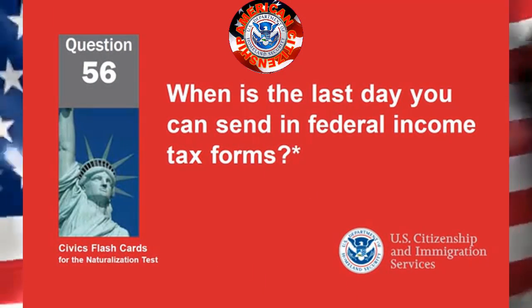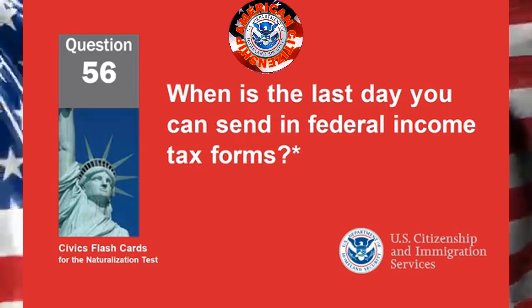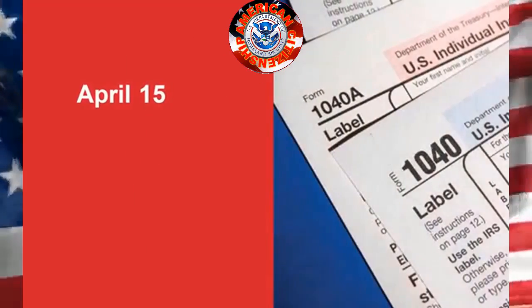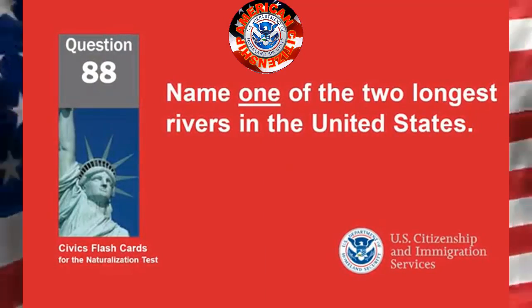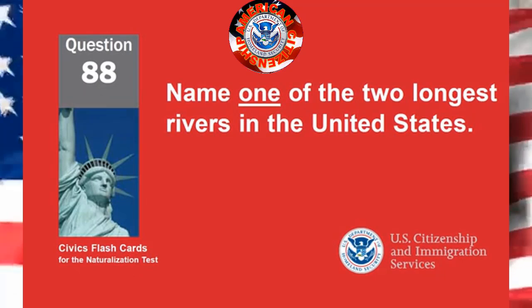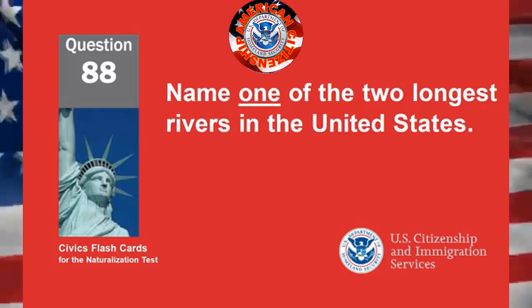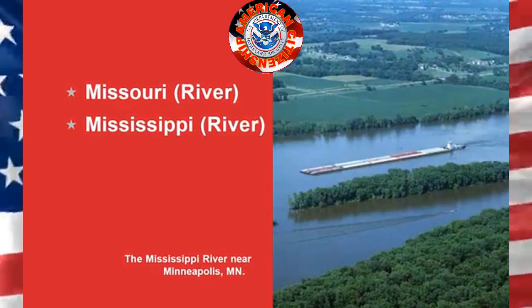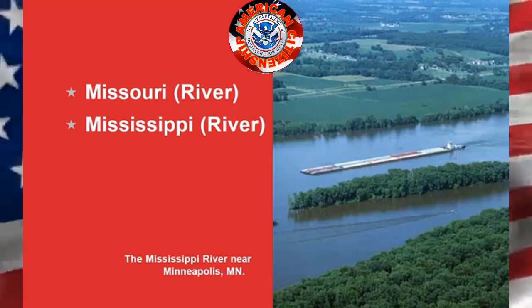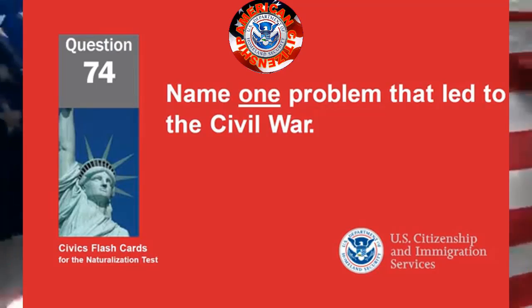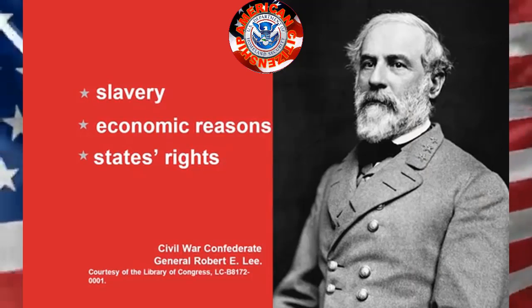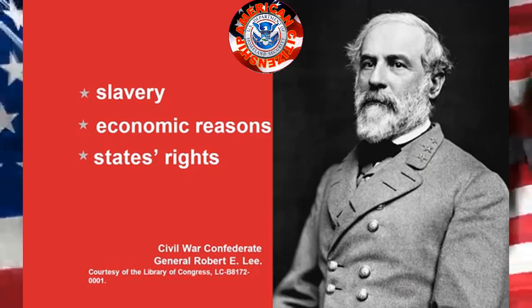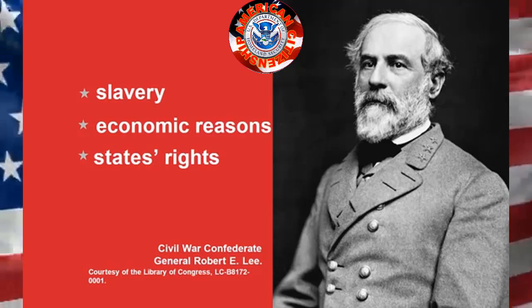When is the last day you can send in federal income tax forms? April 15th. Name one of the 2 longest rivers in the United States. Missouri River, Mississippi River. Name one problem that led to the Civil War. Slavery, economic reasons, states' rights.